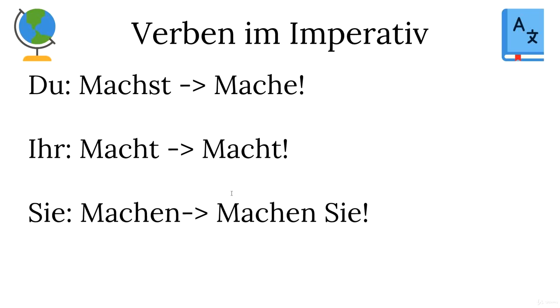For the first step, you take the verb you use with the pronoun du, for example, machen, du machst, and then you replace the st with an e. So it becomes mache. Ihr is even easier. The verb stays exactly the same, but you don't have to write the pronoun. Macht.